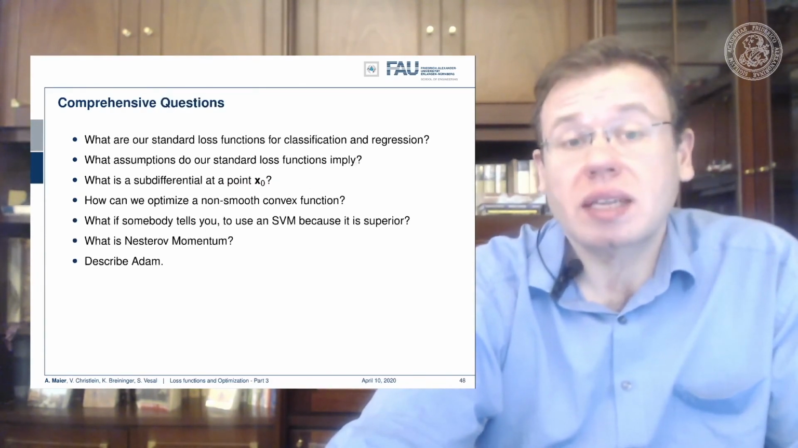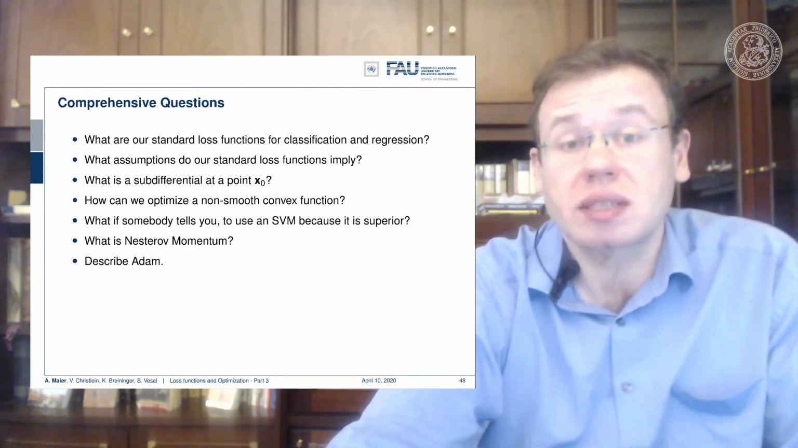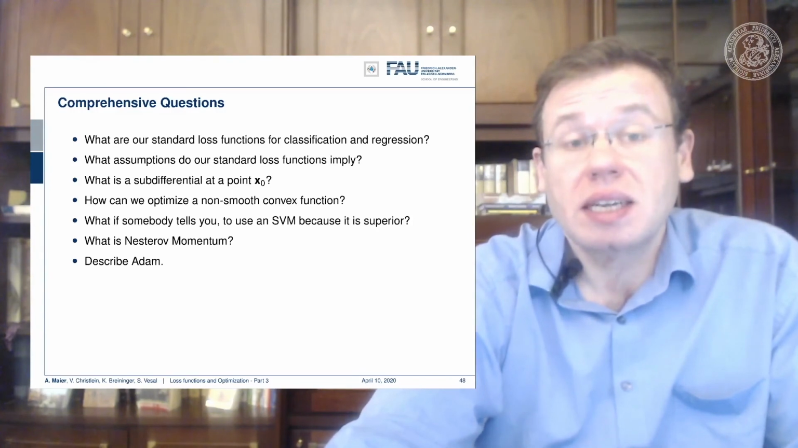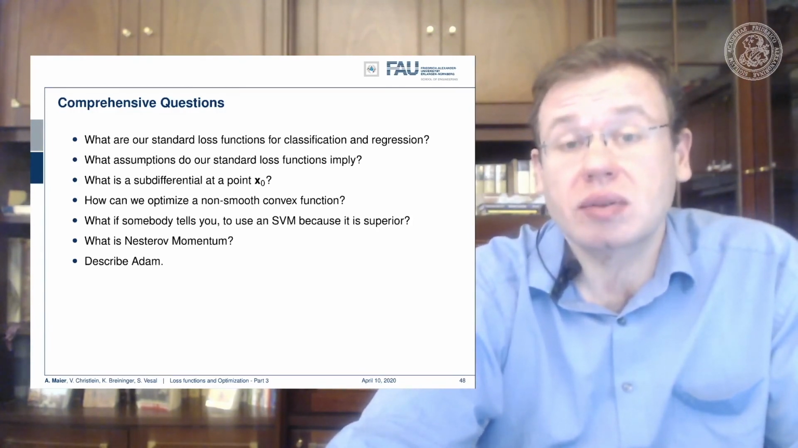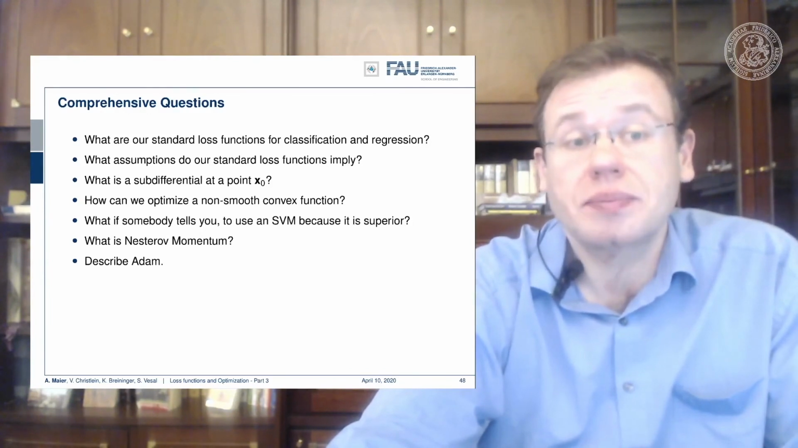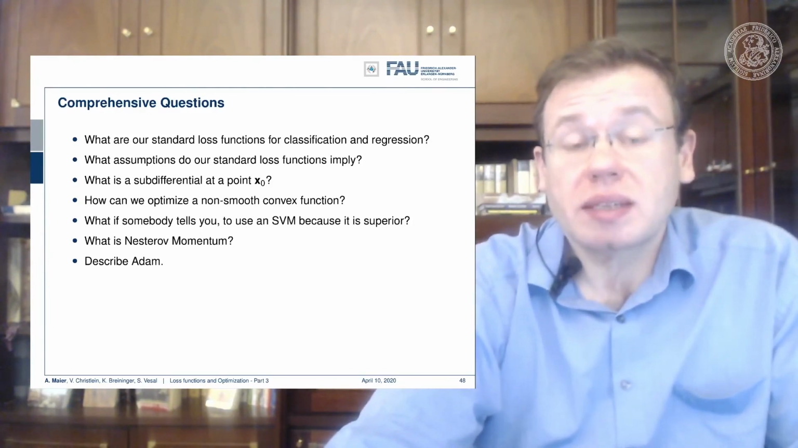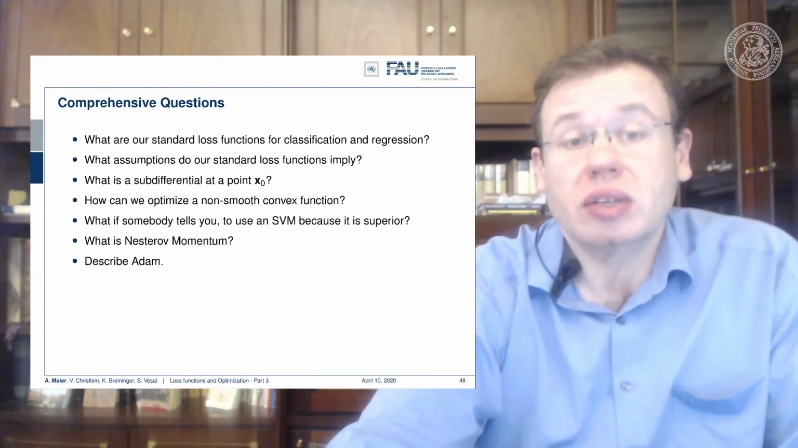Some comprehensive questions. What are our standard loss functions for classification and regression? So, of course, L2 for regression and cross-entropy loss for classification. You should be able to derive those. This is really something that you should know, because the statistics and those relations are really important. The statistical assumption, probabilistic theory, and how to derive those to get to our loss functions.